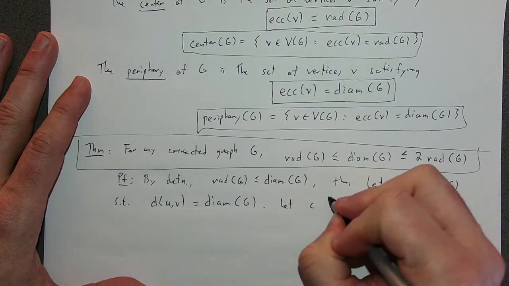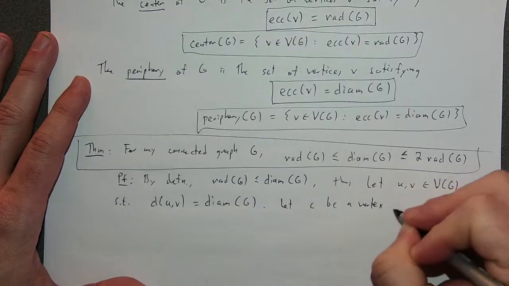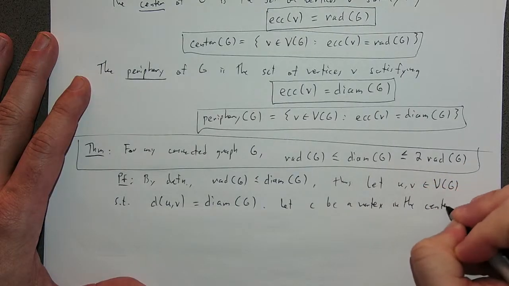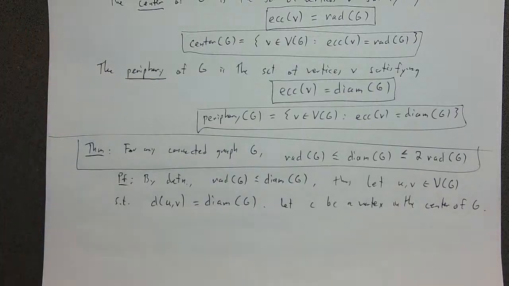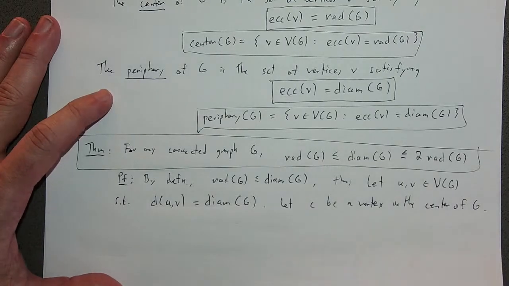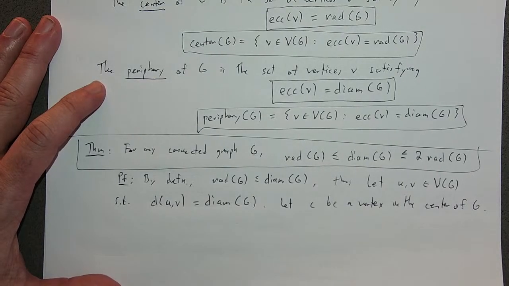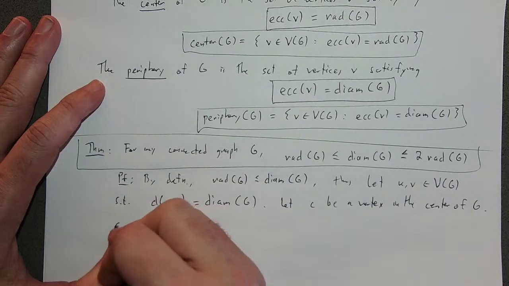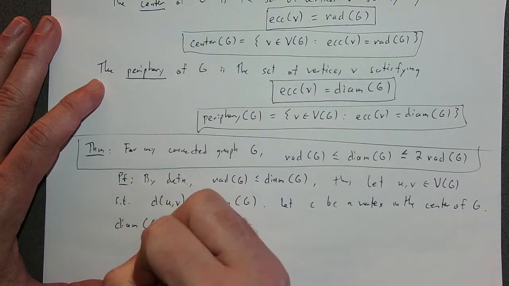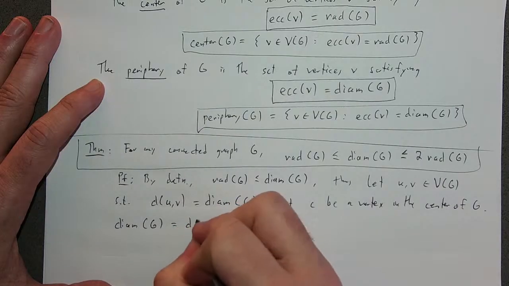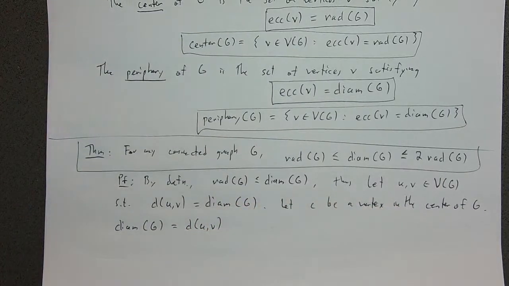Let C be a vertex in the center of G. Again, that always exists, right? Maybe the center is the periphery in these extreme cases, but nevertheless, the center exists. I can pick a vertex in it. Okay, so let C be a vertex in the center of G. Then what do we get? The diameter of G is this distance from U to V. Where does the C come in? You know where it comes in.